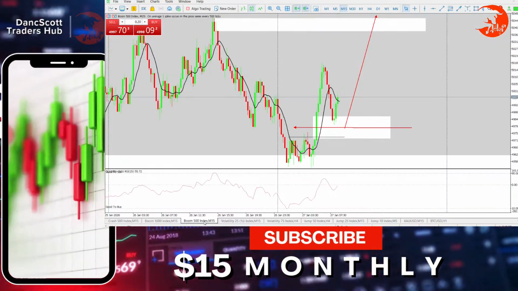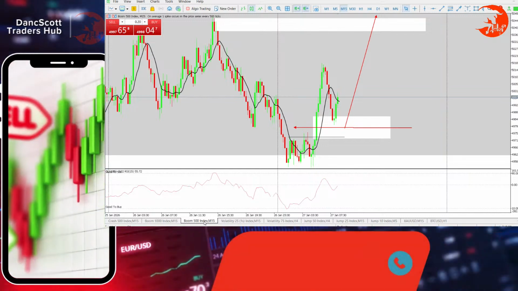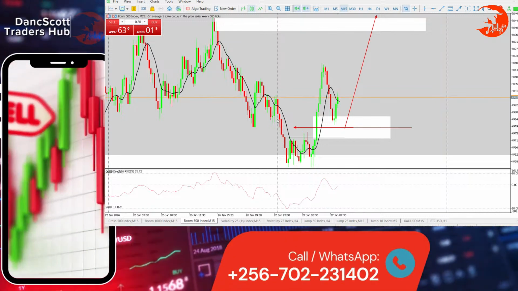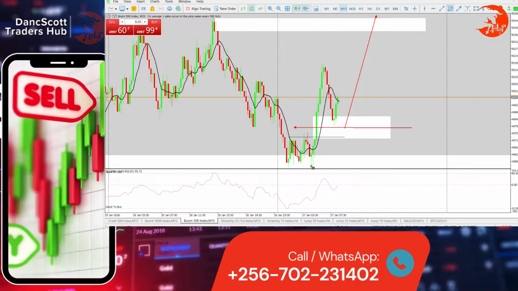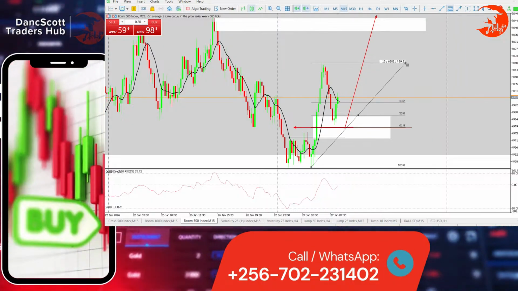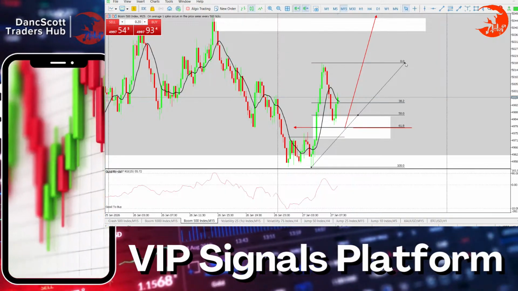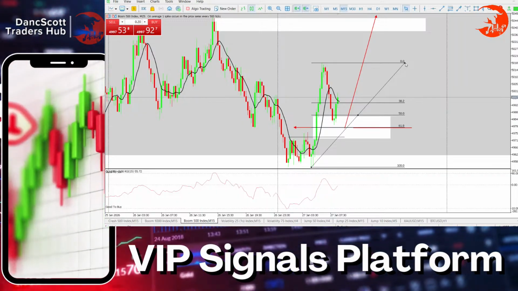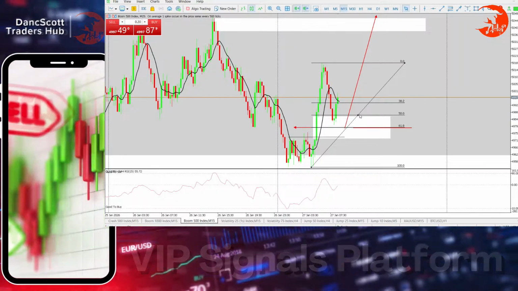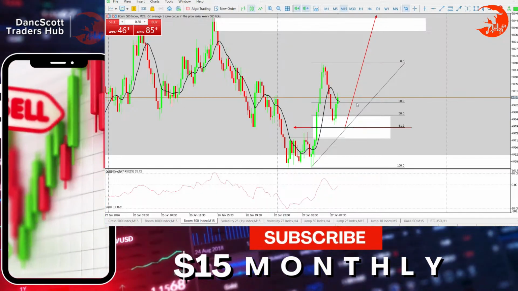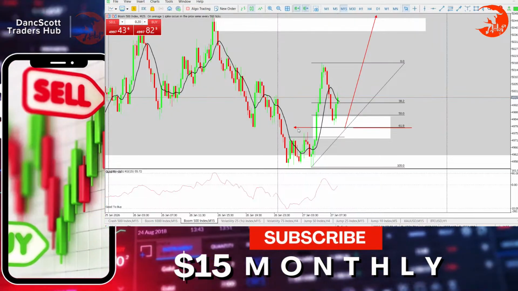Boom 500. Look at that, it has sold. It has not given a perfect entry, so I cannot enter. It has not given what I needed. It has not even reached 50% of that fair value gap, so no business here. I will leave it. It will give me a perfect entry. If it fails, then it's okay, I will have missed that.